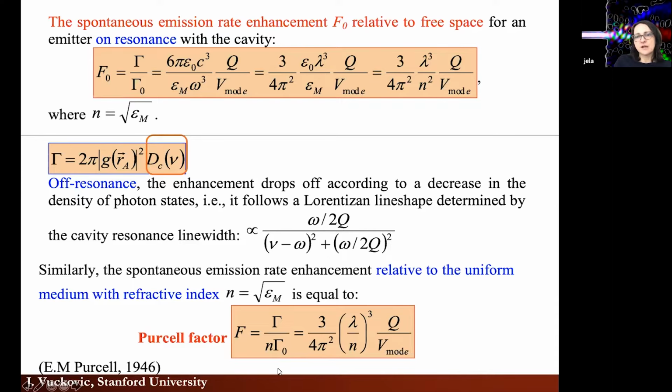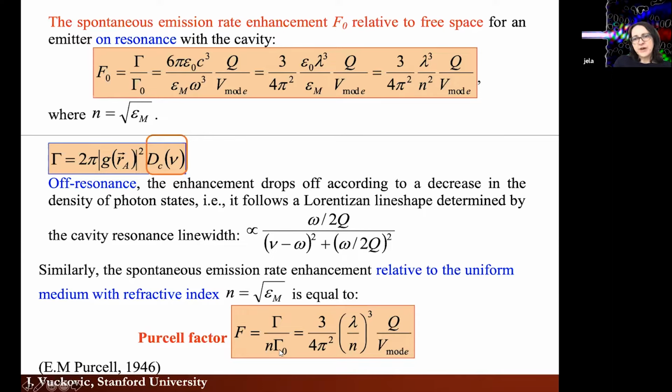It's called the Purcell factor. It gives you a spontaneous emission rate enhancement for an atom relative to its natural environment, which is given by refractive index n. This is the maximum value of spontaneous emission rate enhancement that you can achieve in a cavity with Q factor Q and mode volume V. You would achieve this when you put an atom at the location of the field maximum and align it with the polarization and so on.